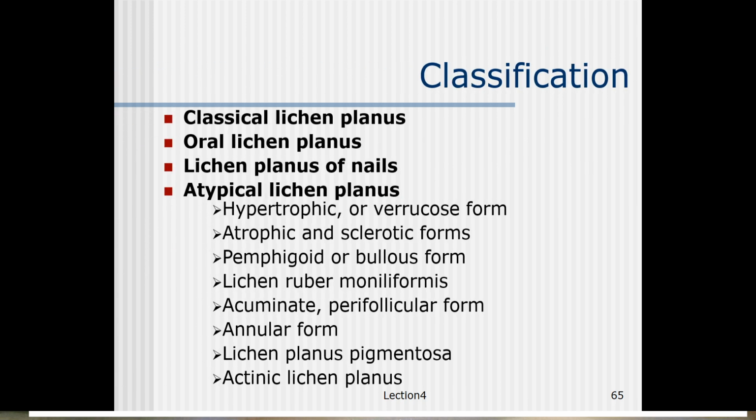Classification. Classical lichen planus, oral lichen planus, lichen planus of nails, atypical lichen planus, hypertrophic or verrucous form, atrophic and sclerotic form, pemphigoid or bullous form, lichen ruber moniliformis, acuminate perifollicular form, annular form, lichen planus pigmentosus, actinic lichen planus.